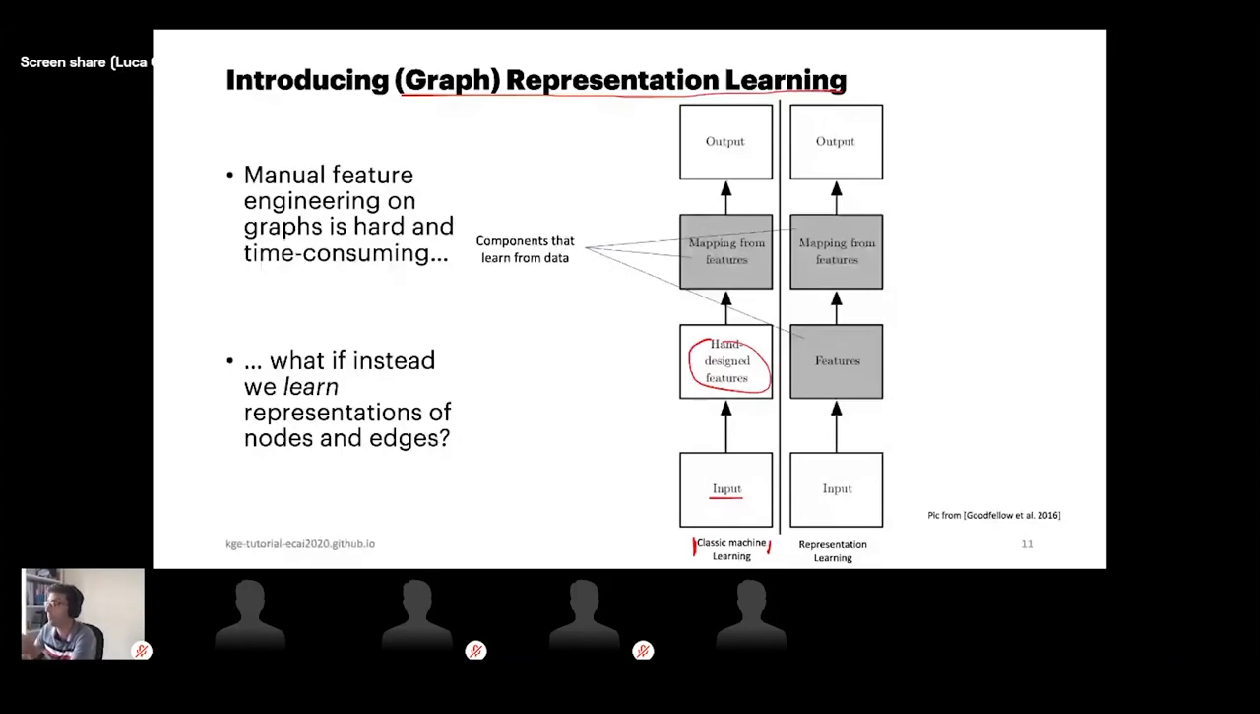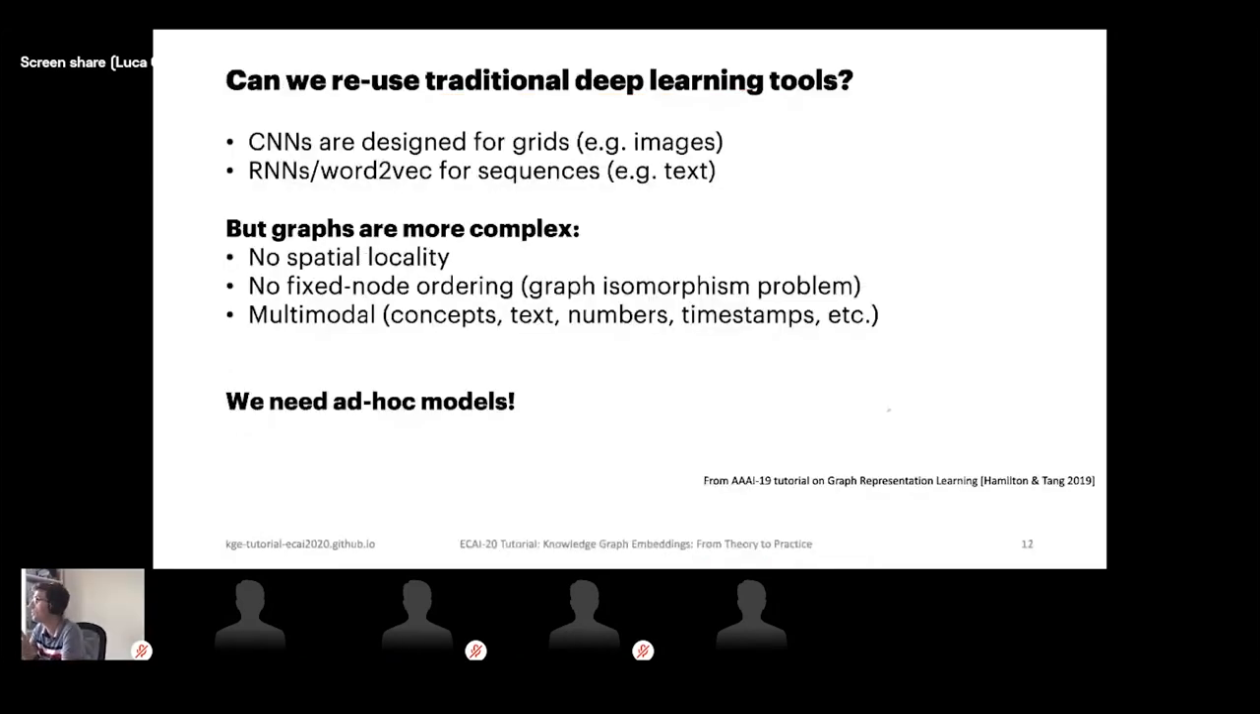what if we apply the representation learning paradigm, which is learning features, learning representations of nodes and edges automatically? And this is what graph representation learning does. It's a task that could be carried out in a number of ways, using a number of tools.